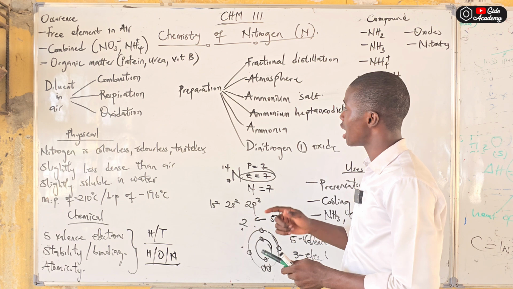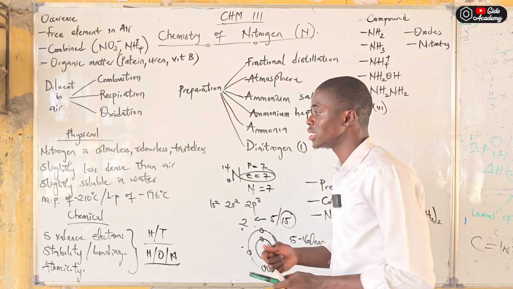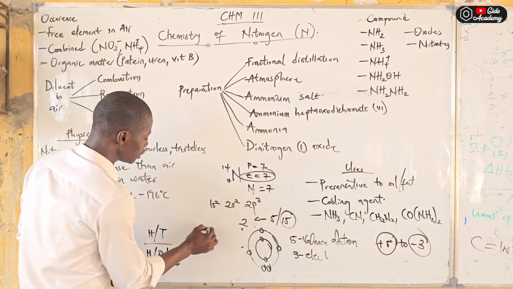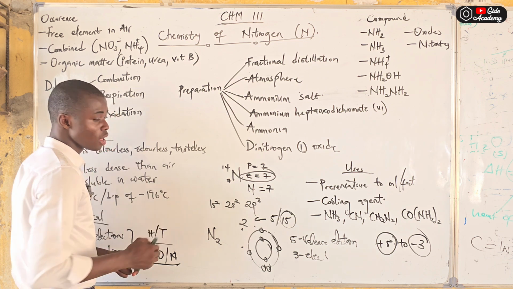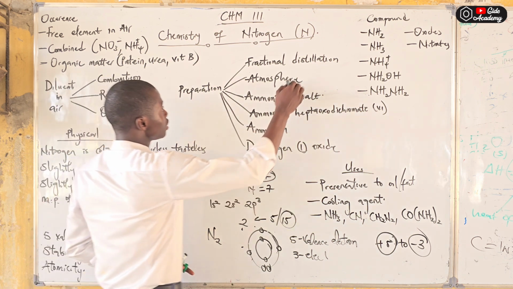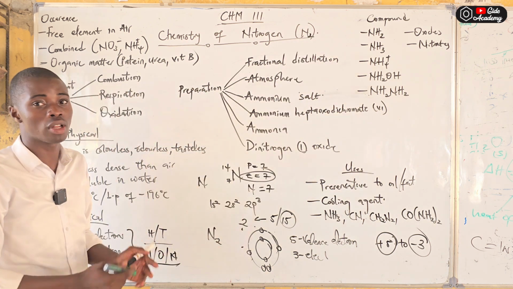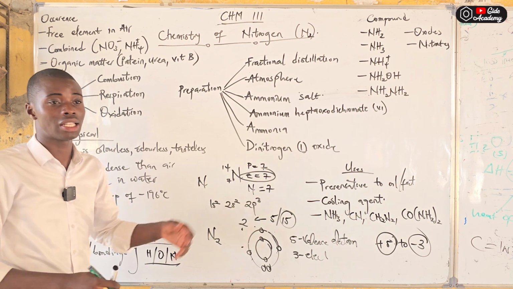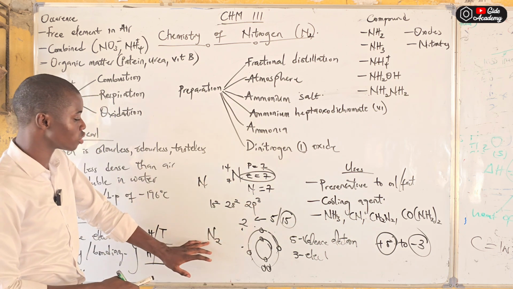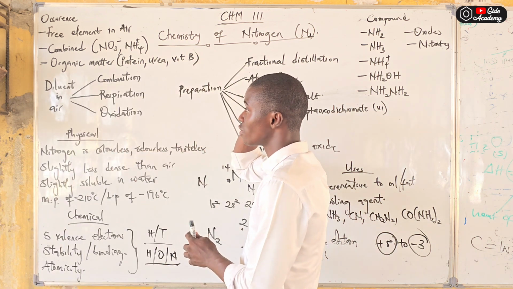Please take note, there are a lot of questions that some persons get confused about. Is nitrogen monatomic, diatomic, or triatomic? Please take note, nitrogen is a diatomic molecule. So it is wrong for you to write nitrogen as N. In this case, we are going to write N2. There are some molecules that are triatomic, some that are monatomic, and some that are diatomic. Nitrogen falls into the category of diatomic molecules.